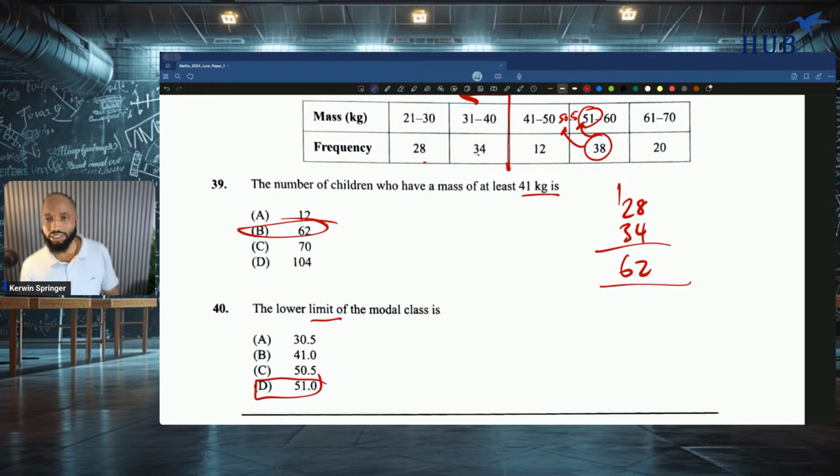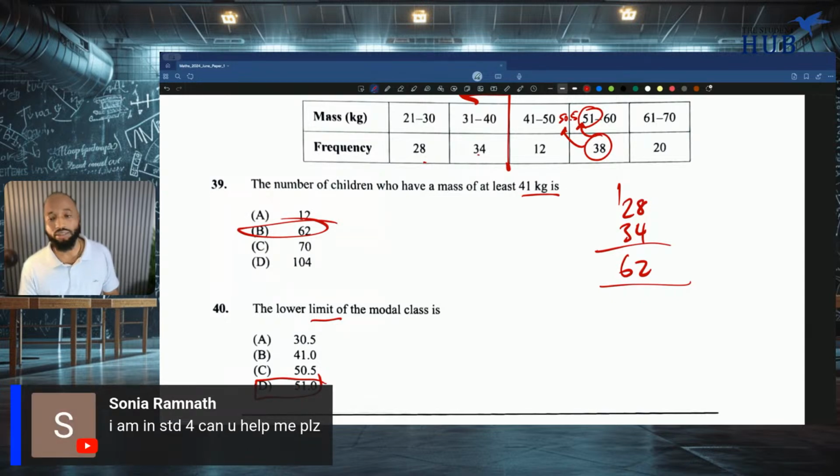Sonia, why are you saying sir like that? I am in standard 4. Can you help me?